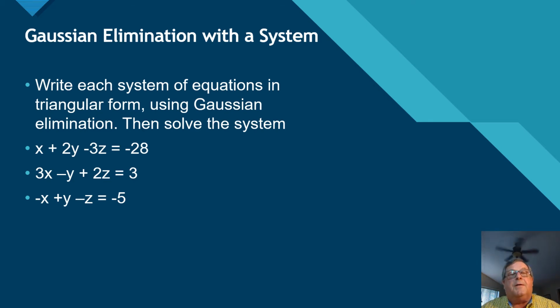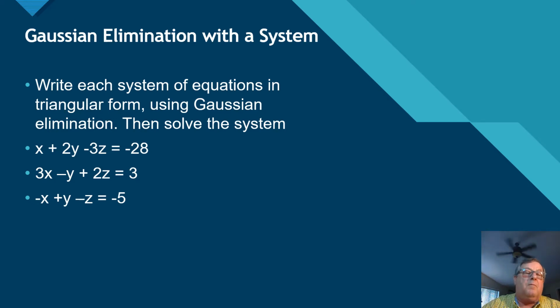We're going to start in this chapter of systems of equations and matrices using Gaussian elimination to solve a system. And so we've got three equations here in three variables: x plus 2y minus 3z equals negative 28, 3x minus y plus 2z equals 3, and then the final equation is negative x plus y minus z equals negative 5.